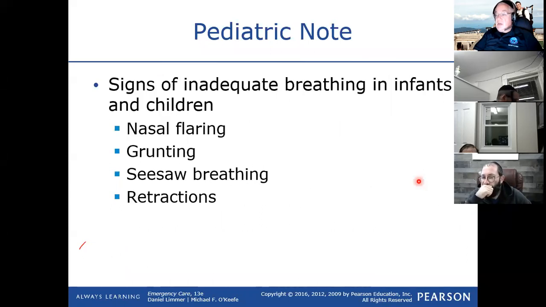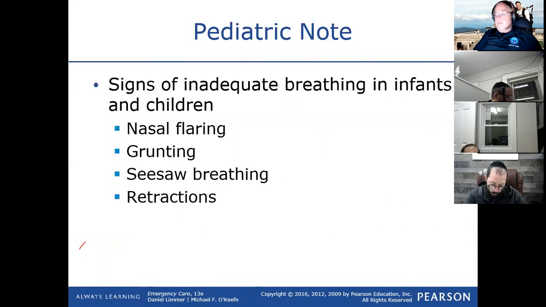Okay, in kids, we talk about nasal flaring, that when they're breathing real hard, sometimes you'll see this area of the nose kind of flare out. Grunting is a type of sound that kids make when they're having a lot of trouble. Seesaw breathing means that when you see the chest go up, when they're breathing in, you see the chest expand, you see the stomach going in, and vice versa. So there you see the stomach and the chest going this way, like the seesaw that you see your kids playing on in the park.